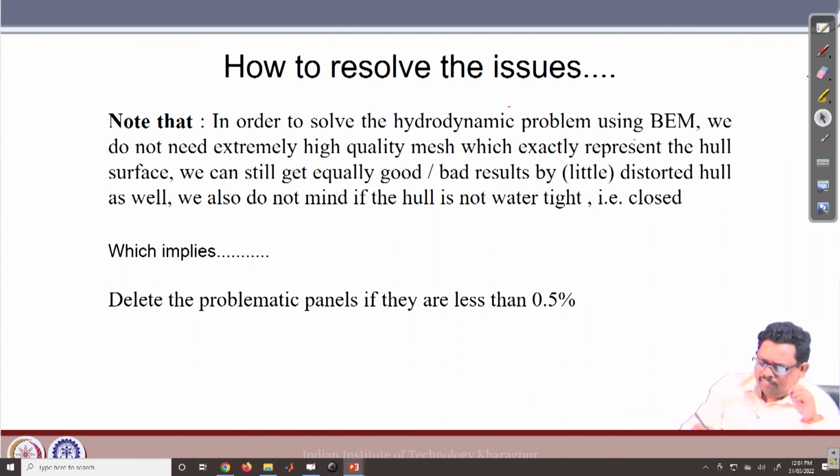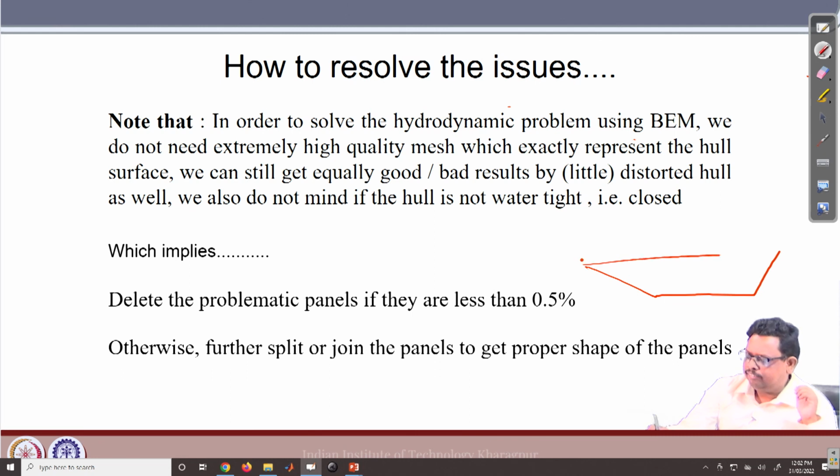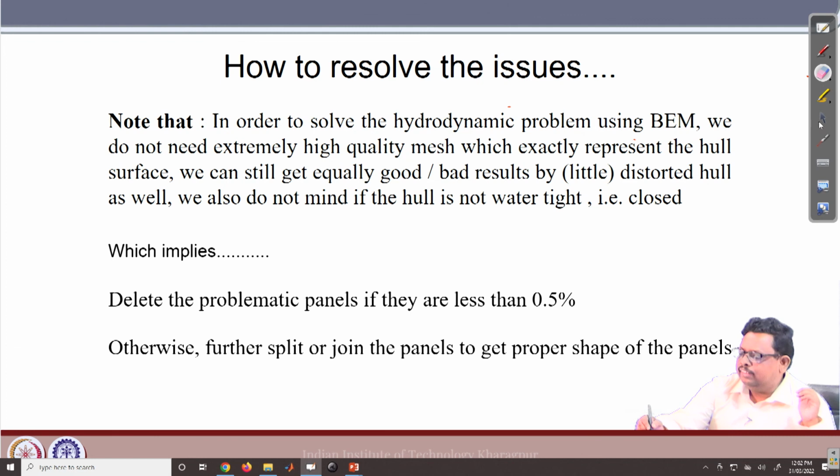So, what you can do is you can ignore this panel, or you can delete that panel, or you can remesh it again, like a bad panel can be replaced by two good panels. Suppose this panel is a bad panel, let us say. But if you join this, then it becomes two triangular panels, and we can say that the two panels are good panels, right.